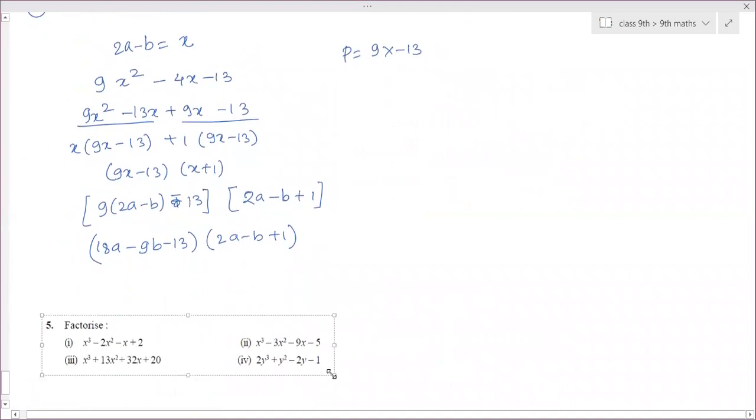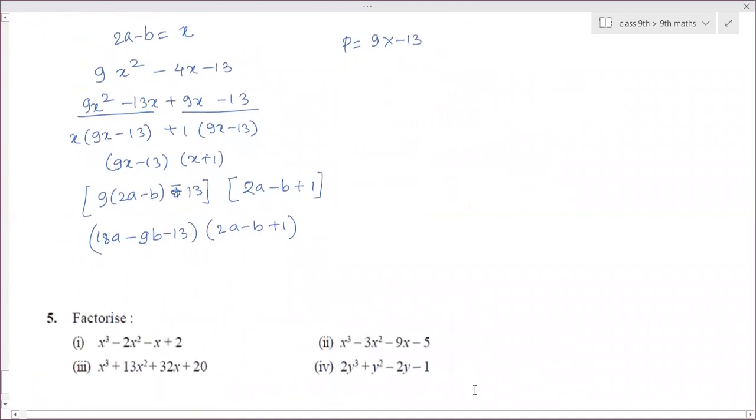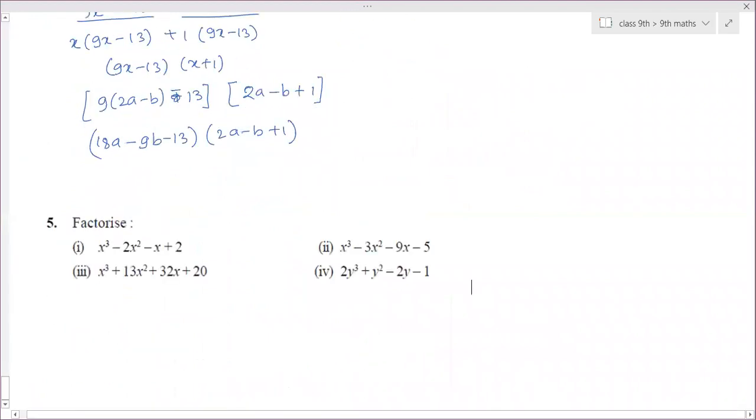Now this is the next type. So we have to factorize. But here, what is the factorization? It is a cubic polynomial. So now how to factorize cubic polynomials? These are cubic polynomials because the maximum power of x is 3. So therefore these are all cubic polynomial questions.